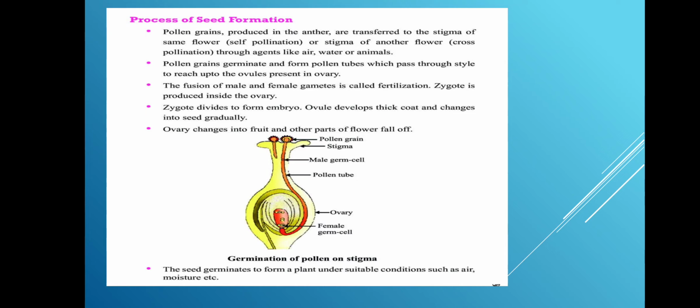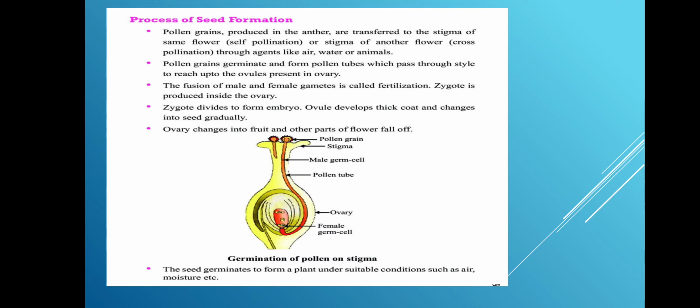Pollen grains germinate to form a pollen tube, which passes through the style to reach the ovules present in the ovary. Just now we discussed that. The fusion of male and female gametes is called fertilization, and it leads to the formation of the zygote. So where is the zygote? The zygote is produced inside the ovary. The zygote divides several times to form the embryo. The ovule develops a thick coat and gradually changes into a seed. What happens to the ovary? The ovary changes into fruit, and other parts of the flower will fall off.